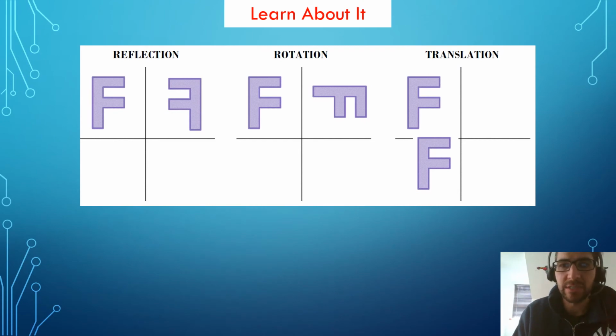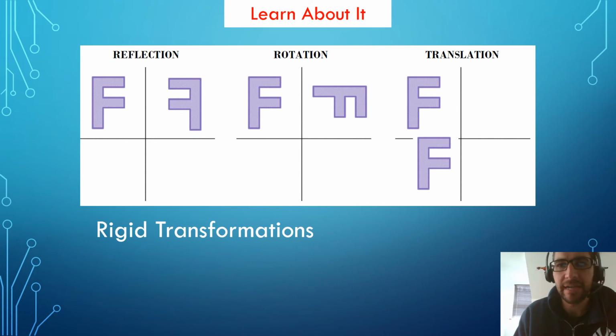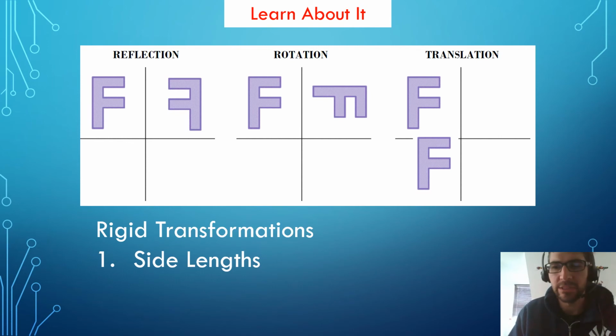Reflections, rotations, and translations are referred to as rigid transformations. Rigid means not changing. What are the characteristics that are not changing during these types of transformations? Well, there are 3. The first is the side lengths. If we look at any 2 of these rigid transformations, the pre-image and the image, I can see that this length here and this corresponding length here are exactly the same. So the side lengths stay the same.